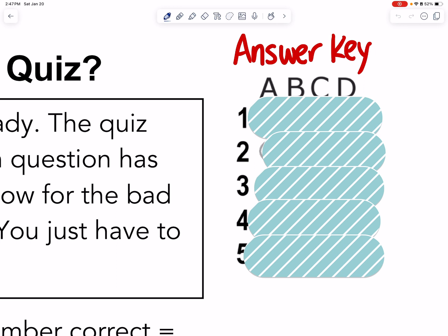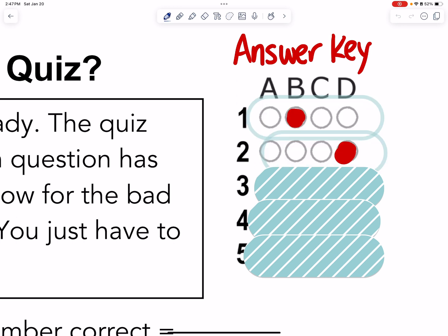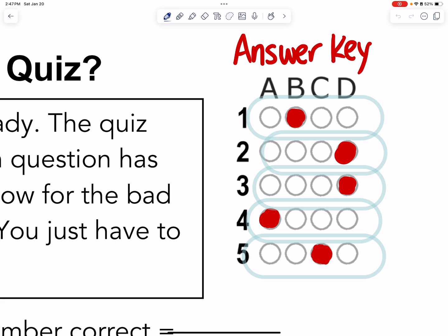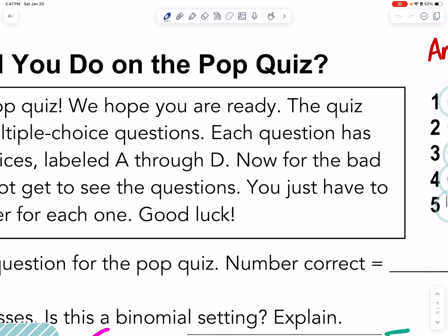All right, so obviously you had no idea what the answers are because there were no questions, and you basically had to guess what the answers are. So you're going to grade yourself. Here are the answers: B, D, D, A, and C. So go ahead and put how many you got correct.